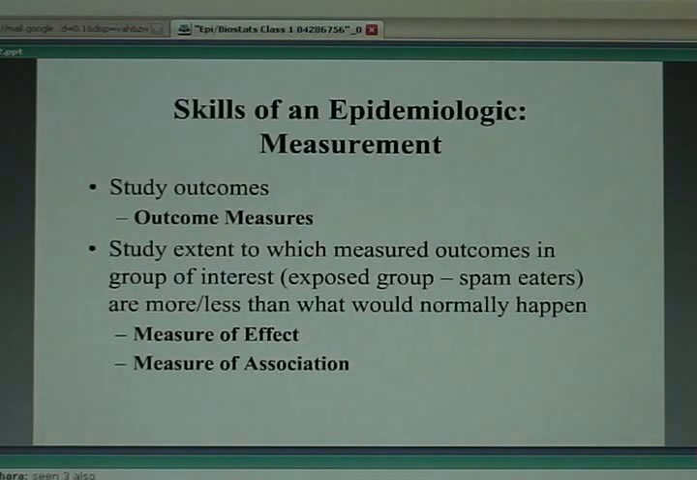And in a little while, I'll ask you another question, how things are coming along, and whether we should take a break or anything like that. But let's just move on then and talk about measurements.